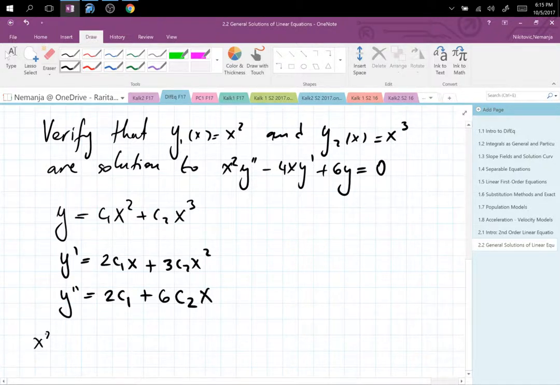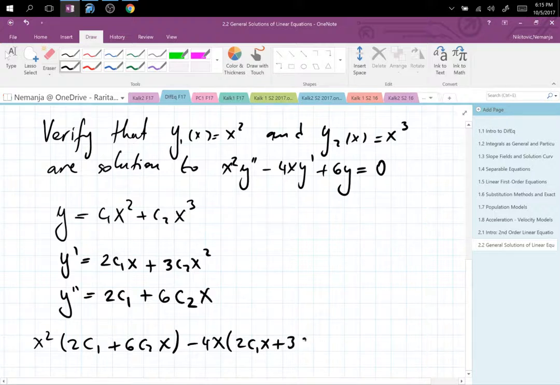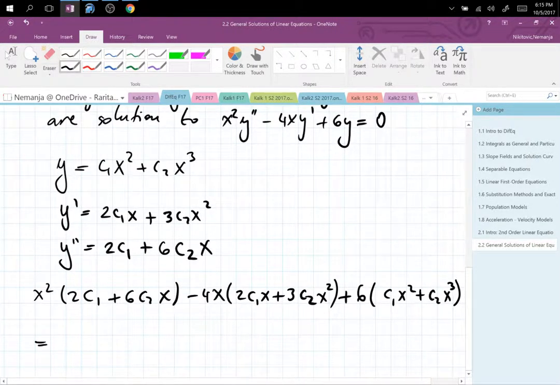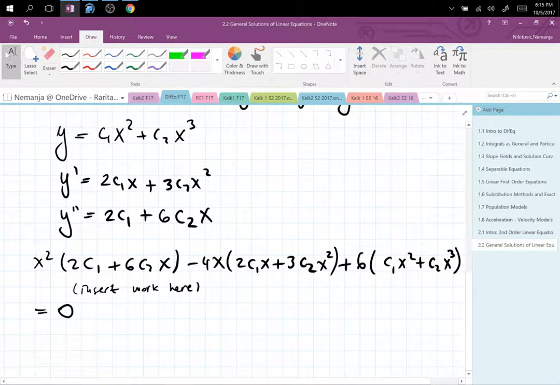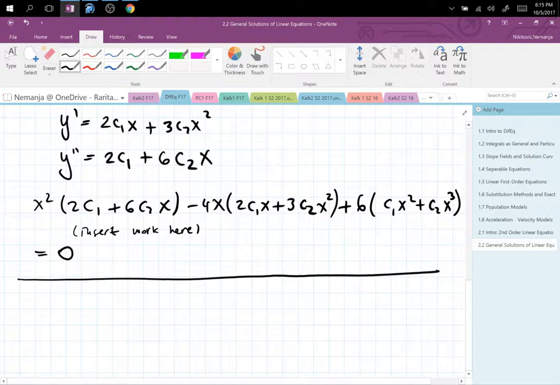And now we just plug all of these into the equation above. So we have x squared that multiplies 2c1 plus 6c2x, minus 4x that multiplies 2c1x plus 3c2x squared, plus 6 that multiplies the c1x squared plus c2x cubed. And then you'll get 0. So when you FOIL everything and add all like terms, they should all cancel and you should get your zeros all over the place.